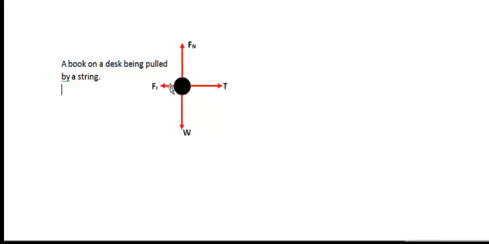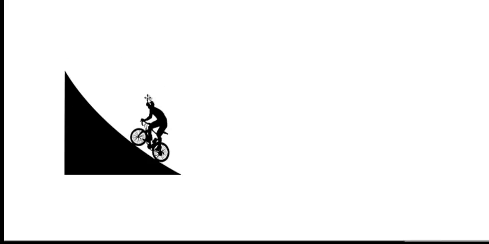If it said that it was moving to the right at a constant velocity, that would mean that these two vectors were the same, the tension vector and the friction vector. Those are tough to say together. Let's do another one, maybe a little more complicated. Here's one that could be a little tougher.